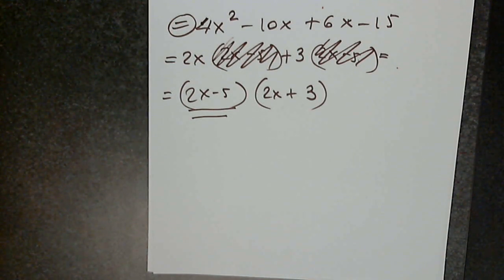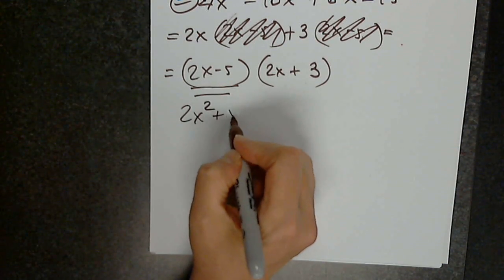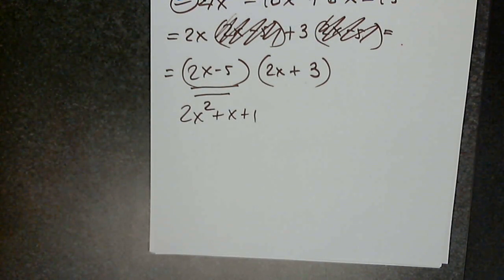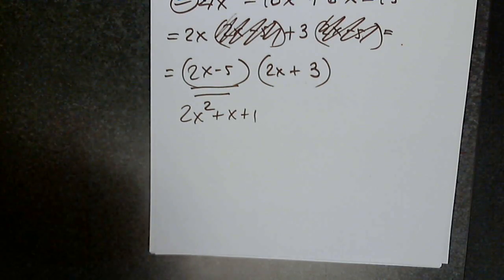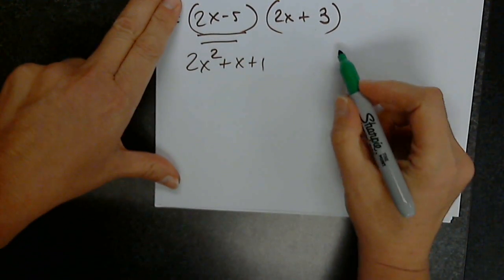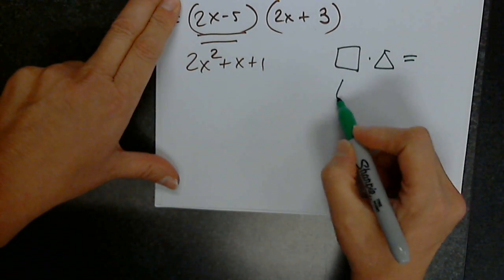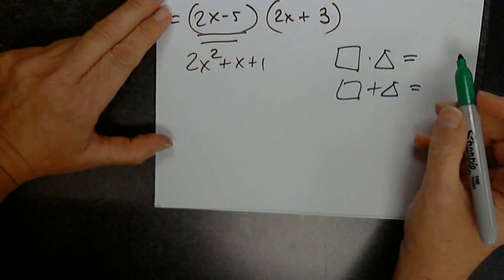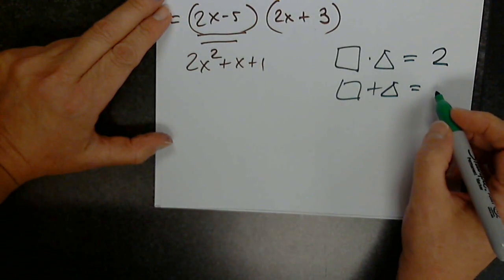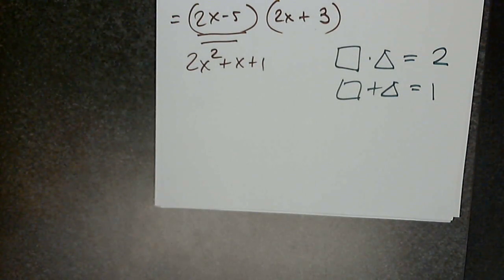Okay, next one. 2x squared plus x plus 1. What is it? Is it in descending order? Greatest common factor? Negative leading coefficient? Special product? 1 is the leading coefficient? No. So then I'm looking to determine two numbers whose product is 2 and whose sum is 1.